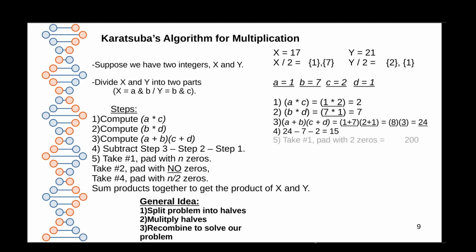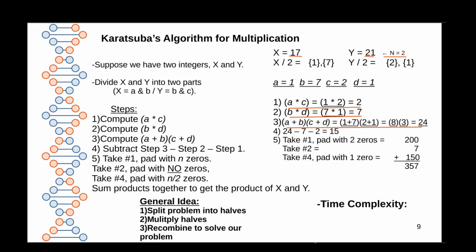Next, we'll take the value from step 2 and pad it with no zeros. Below that, we'll plug in our value from step 4 and pad with n over 2 zeros. Our last step is summing together the three values. With n being 2, we are doing a total of 3 recursive calls. The resulting runtime is O(n) to the 1.58.